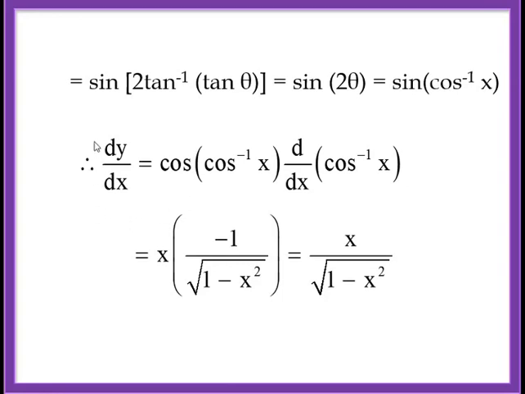Now differentiate. Consider cos inverse x as u. What is the derivative of sine u? Cos u into du dx by chain rule. What is the derivative of cos inverse x? Minus 1 upon root of 1 minus x square. Now cos of cos inverse x is nothing but x.